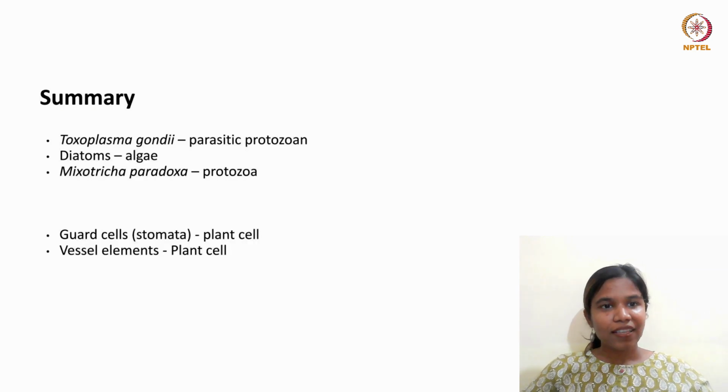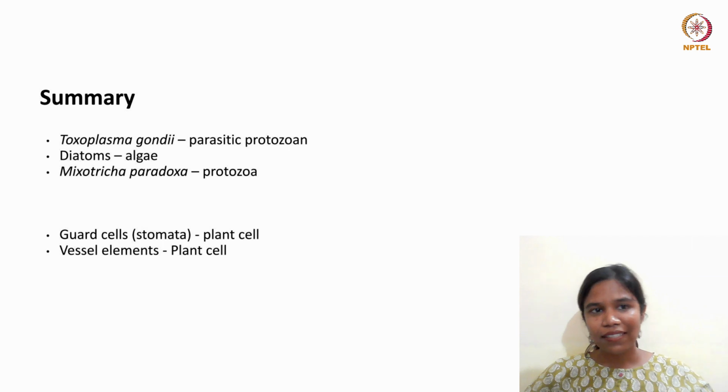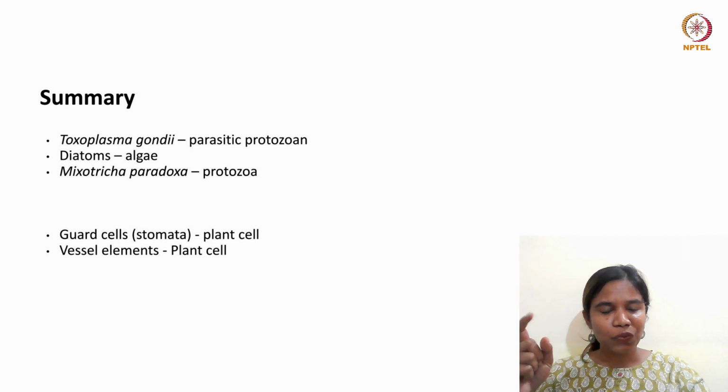To summarize, in the previous lecture, you learned about three favorite cells from three different instructors. You learned about Toxoplasma gondii, diatoms, and Mixotricha paradoxa. And in this lecture, you learned about stomata and vessel elements. So, what is the difference between these two lectures? Just take a moment and think.